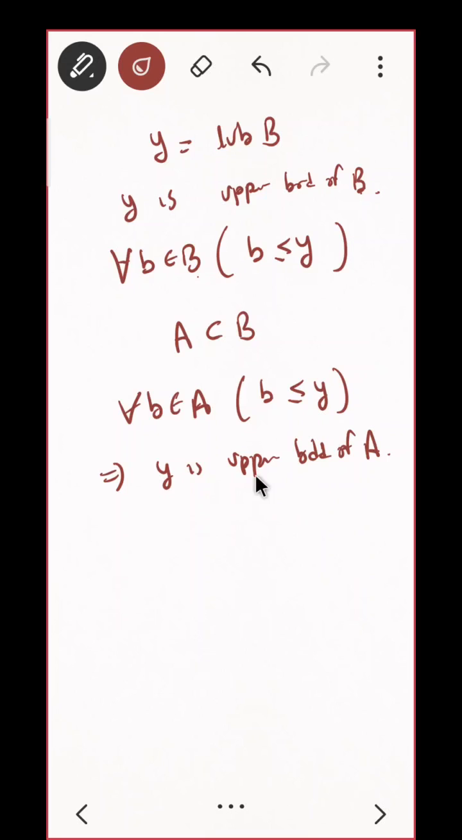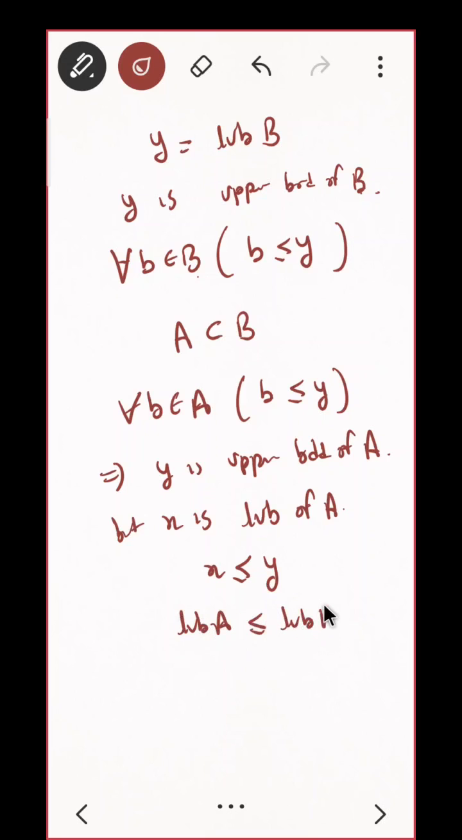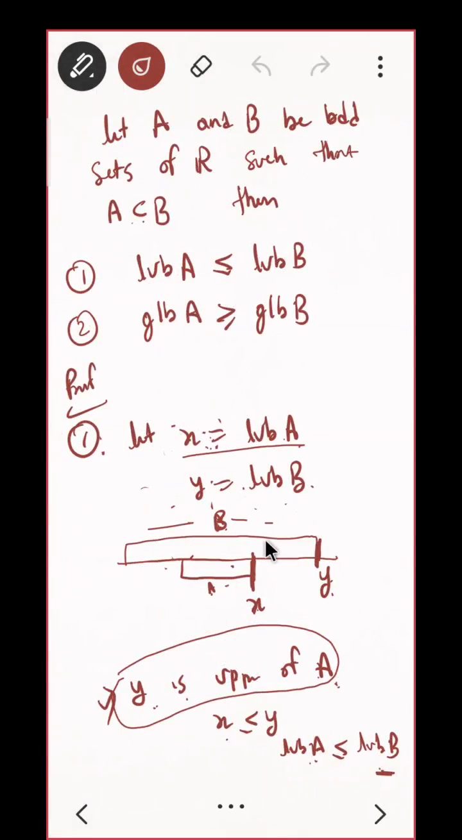Now you know y is an upper bound of A, but x is the least upper bound of A, correct? So what is the relation between x and y? As per the definition, x must be less than or equal to y. That means LUB of A must be less than or equal to LUB of B. Do you agree? This was all possible because of our graph. We saw that x is here, y is here, so for this set y is an upper bound. This was my observation, correct?